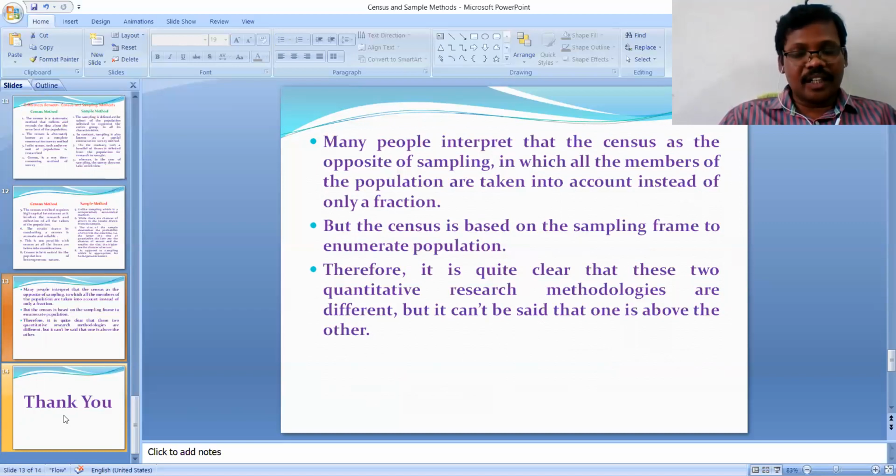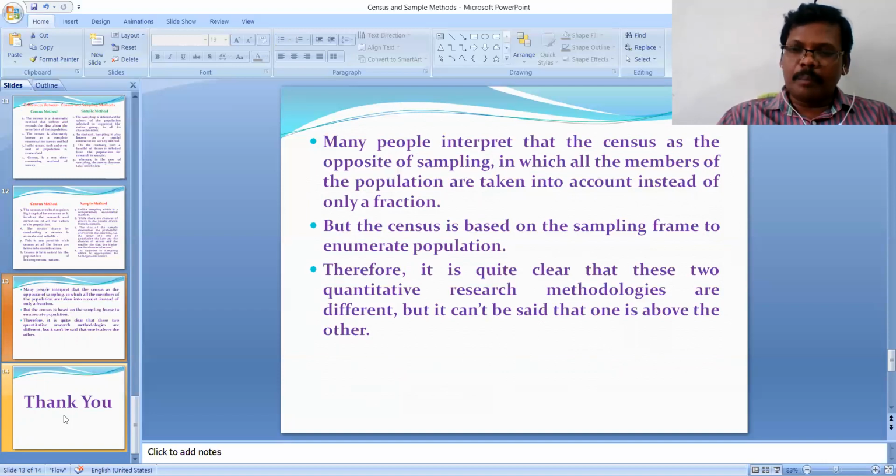Therefore, it is quite clear that these two quantitative research methodologies are different, but it cannot be said that one is above the other, that the census method is greater than the sampling method, or the sampling method is greater than the census method. We can say both are very important research methodologies, the census and sampling.